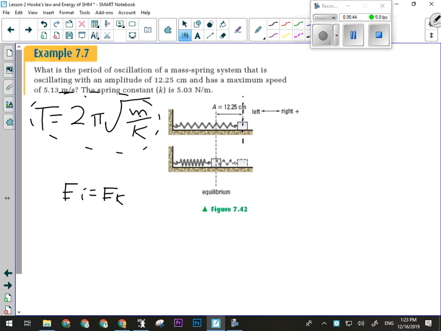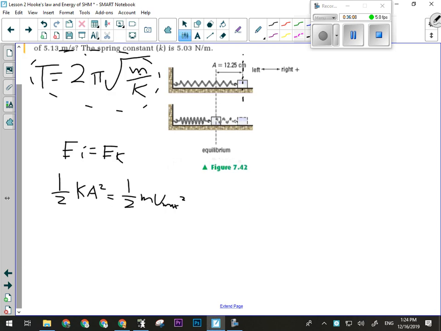What kind? Potential. It's where the spring is stretched the most, okay? And where the object has a speed of 0. All right, so 1/2 k times the maximum amplitude squared equals the other piece of information they gave you, the maximum speed of the object, which occurs at equilibrium. Okay? So I know what Vmax is, I know what A is, I know what k is. I can solve for m.